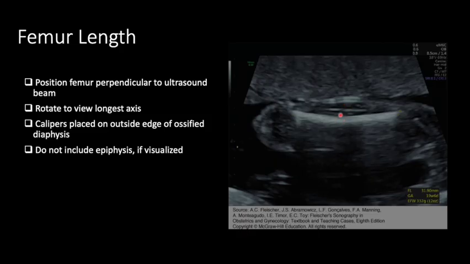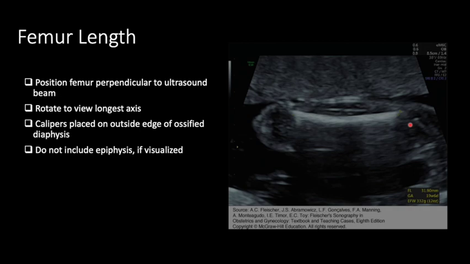Once you get it in the center of the screen, then keeping it in the middle of the screen without translating the probe, just rotate the probe. And when you rotate, you should be able to see the longest axis come into view. And then if it slides off, press freeze really fast and you can scroll back in time using the scroller ball, and that can help you get the image that you're looking for.